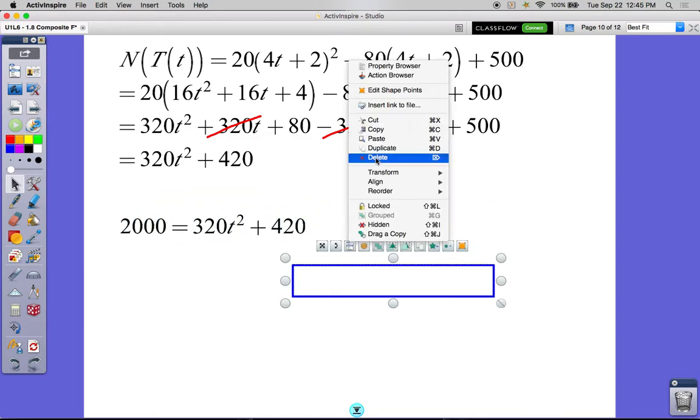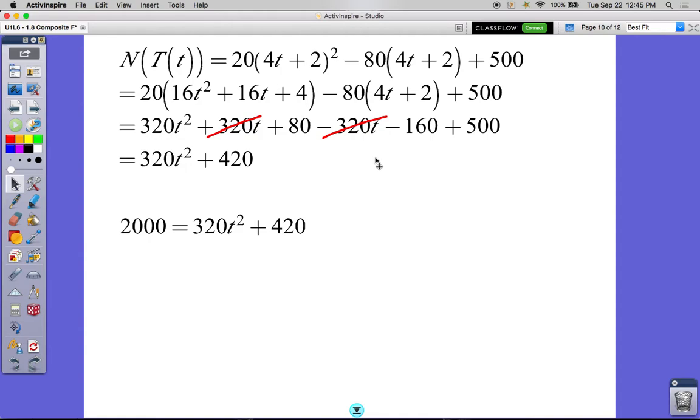And we solve. Luckily, this does not have any linear terms, so solving this is not going to be extremely difficult. If you want to try this out, go for it. Pause the video. If not, let's take a look at the answer. So minus 420, minus 420. So this is 1580, and that's equal to 320 t squared.